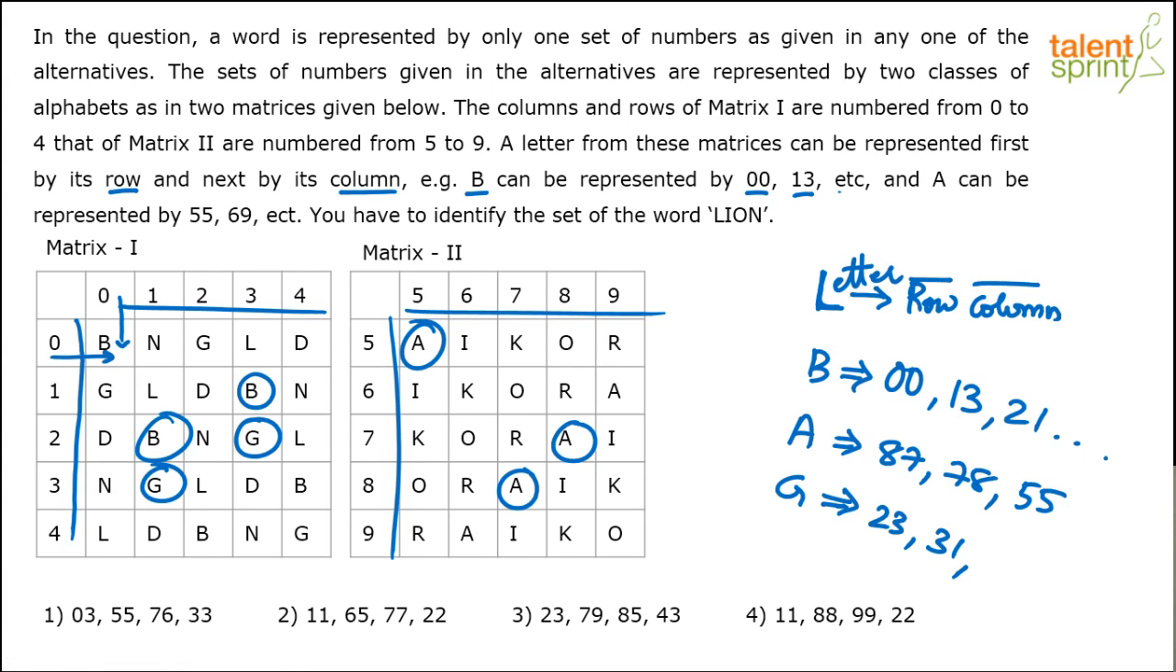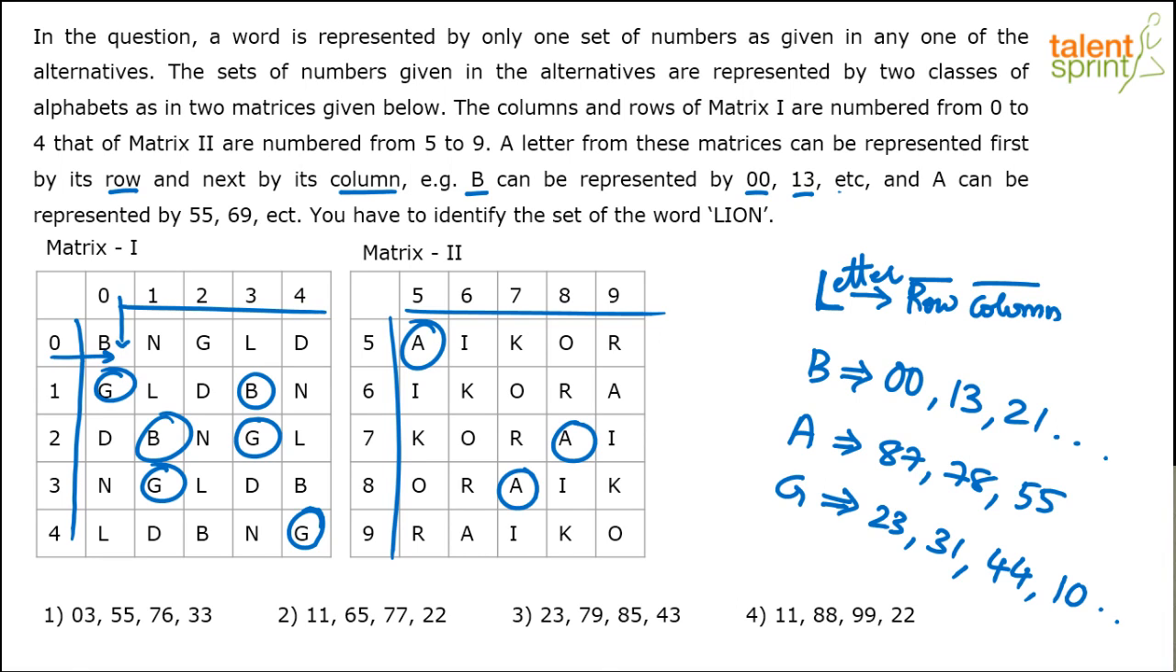Each letter will be there 4 times, or 5 times maybe, so 4 or 5 ways of numbering a letter. G here is 4th row and 4th column, 44. G here is first row and 0th column, so 10, and so on. So this is the logic, that's it. Once you have understood this, it's done. You can answer the question very easily.